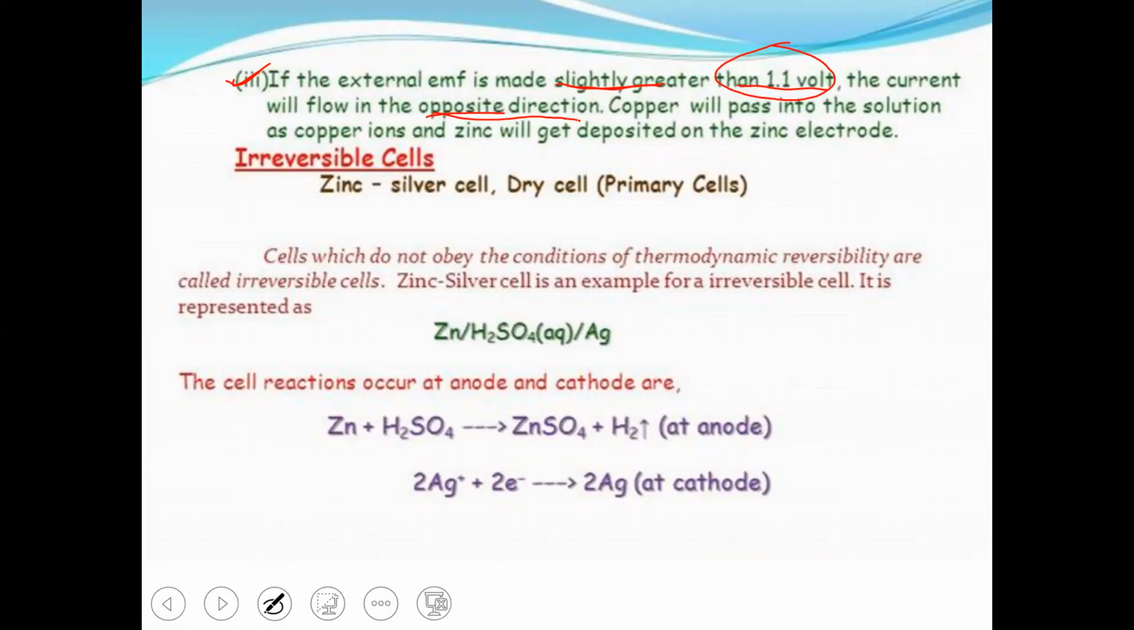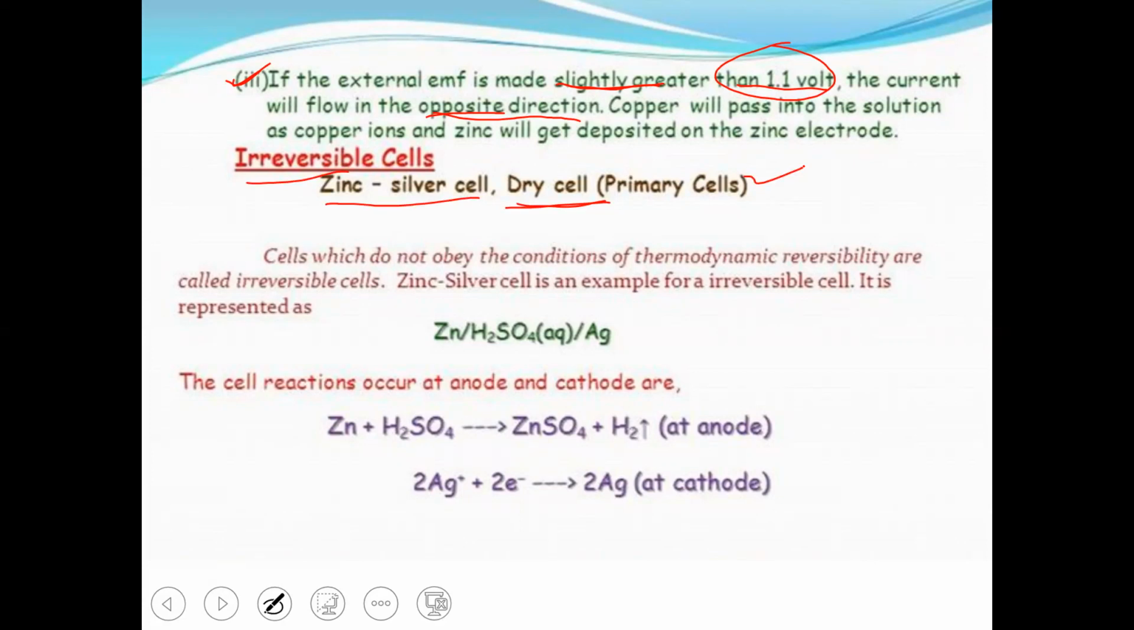So here is the best example for irreversible cells: the zinc silver cell and also the dry cells. That means primary cells come under the irreversible cells. How can you define irreversible cells? The cells which do not obey the conditions of thermodynamic reversibility are called irreversible cells.